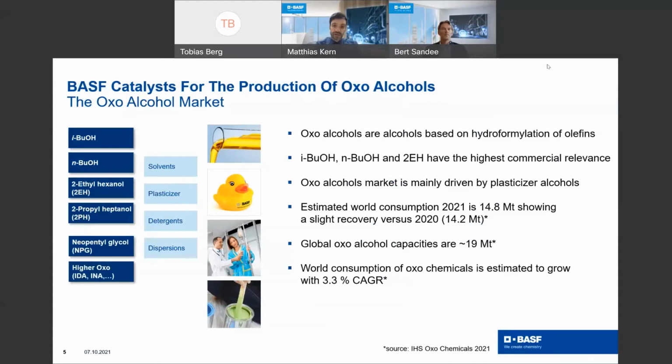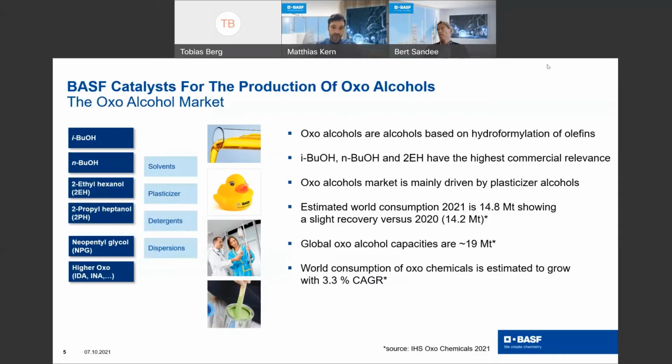So what are oxo alcohols? Oxo alcohols are alcohols based on the hydroformylation of olefins. The basic oxo alcohols, C4, so isobutanol and n-butanol, as well as 2-ethylhexanol, have the highest commercial relevance among the oxo alcohols. And the market is mainly driven by plasticizers and solvents. For the higher oxo alcohols, also detergents and dispersions are important applications.